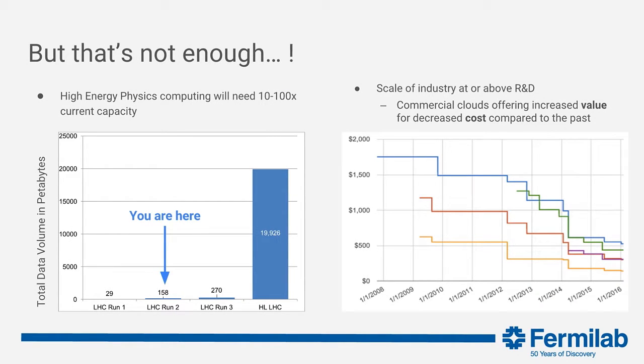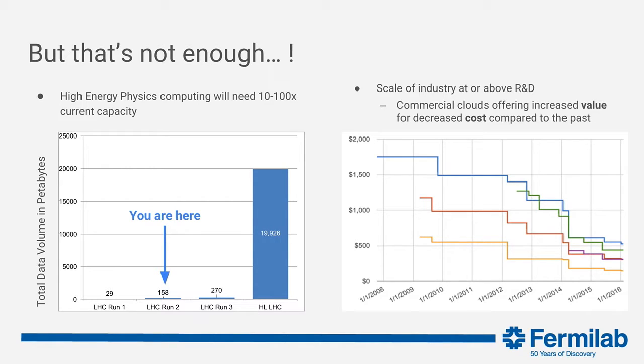That's not enough. That's a lot of compute, but it's not enough, and I'll show you why. You are here. We're in the middle of Run 2, where we've got about 158 petabytes of data for the experiment. But we have an upgrade coming in the next 5 to 10 years, where we're going to need an estimated 19 to 20 exabytes of data. Petabytes is big. This is ridiculously huge. So we're going to need a lot of compute to chew through that.